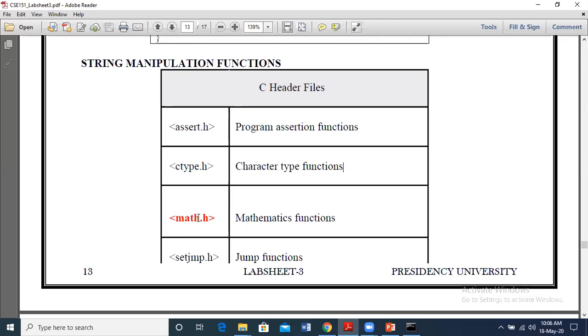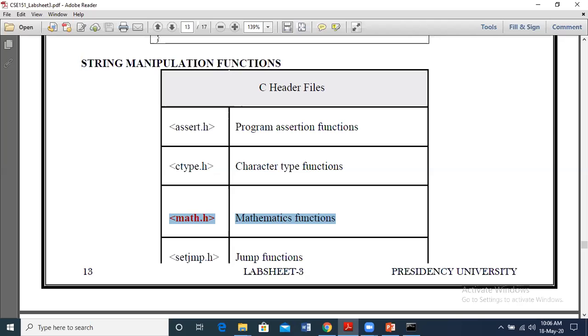Math.h, we are going to see a program in this lab sheet. Math.h defines many mathematical functions. We have certain keywords which are defined in math.h. For example, sqrt is square root. The meaning of sqrt is defined in math.h, that means it will find the square root. Similarly, we have many more mathematical functions, trigonometric, like sine, cos, etc. We will see that in the next part.